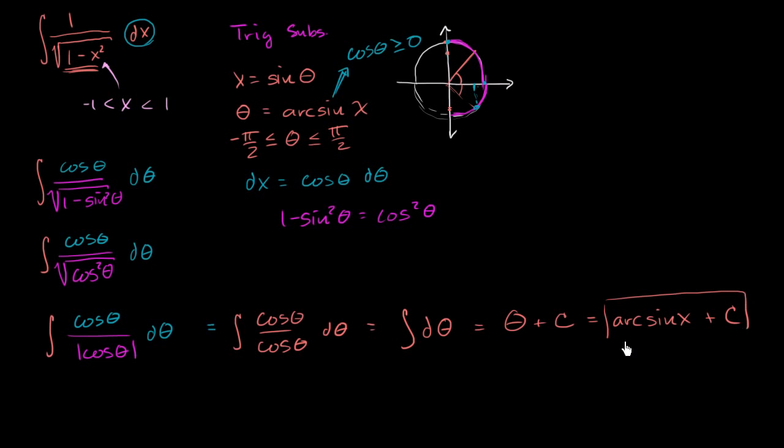Using trig substitution, we were able to evaluate this indefinite integral. And another way you could think about it is we've just figured out what the derivative of arcsine of x is. By taking the antiderivative of this, we got arcsine of x plus c. If we take the derivative of arcsine of x, we get this business right over here.